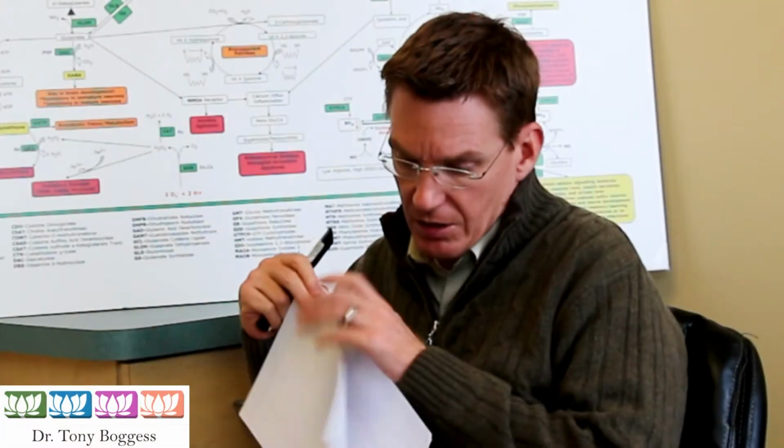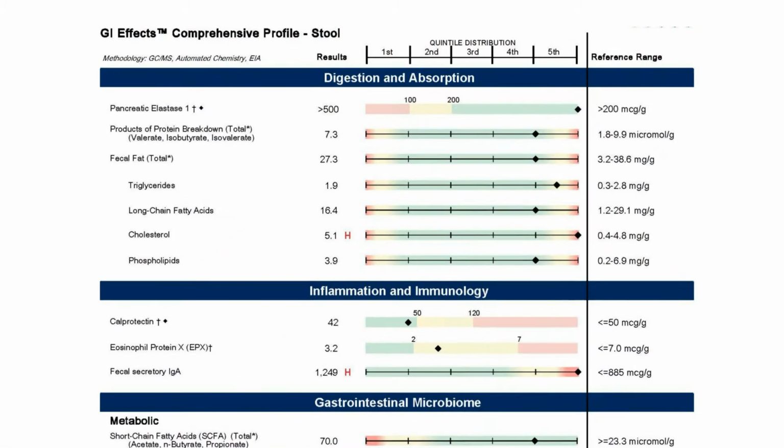Okay, so let's take a look at your GI effects and see if we can make sense of the organic acid abnormalities we saw in the FMB. So the first thing is, when you look at page 2, you'll see that you have ample production of pancreatic elastase, which really represents pancreatic enzymes as a whole. And then when we look at the breakdown products of protein, those look okay. But then you go down and you look at the fecal fats, and you see, okay, those are trending towards elevated, and in fact cholesterol is hyper-elevated.